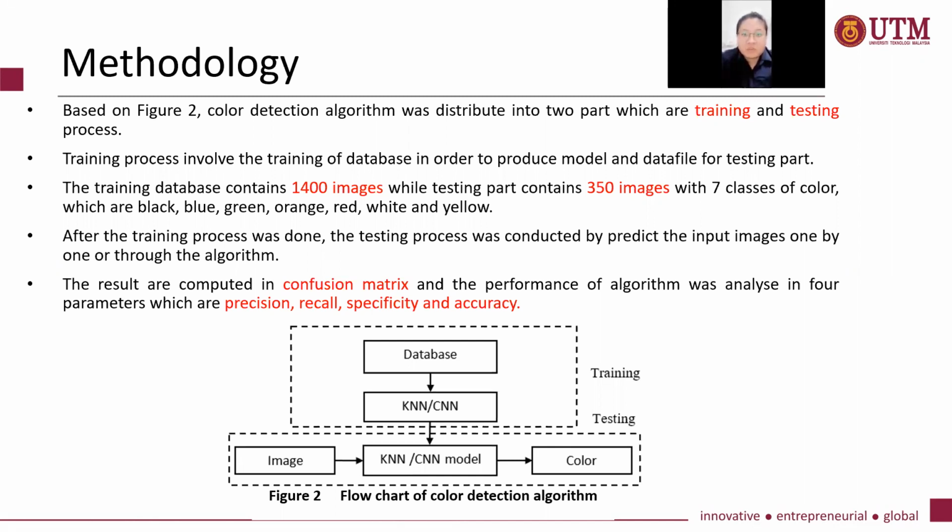After the training process was done, the testing process was conducted by predicting the input images one by one through the algorithm. The results are computed in a confusion matrix, and the performance of the algorithm was analyzed in 4 parameters, which are precision, recall, specificity, and accuracy.